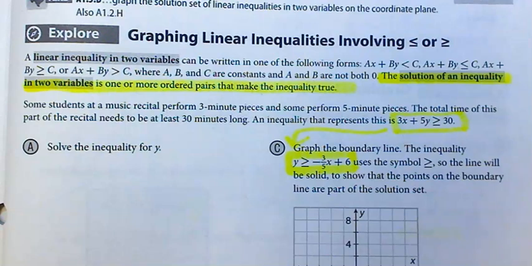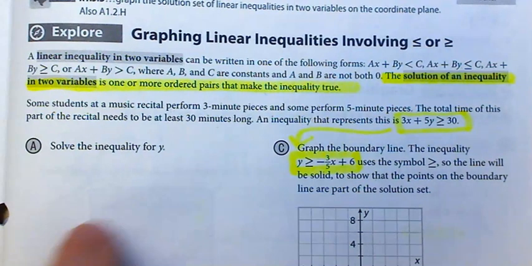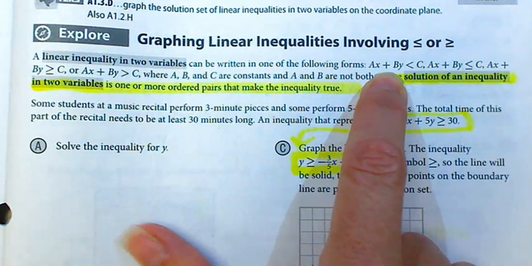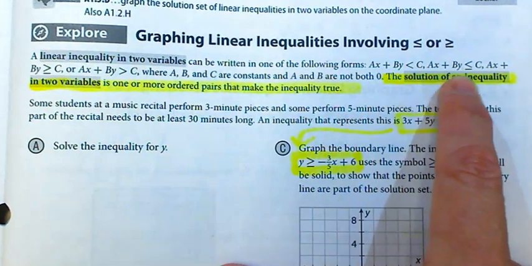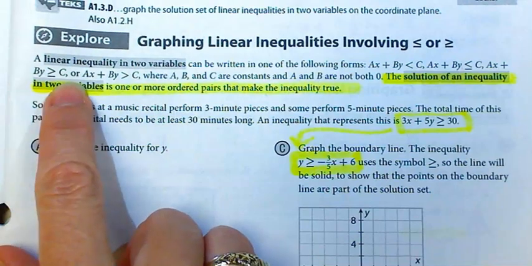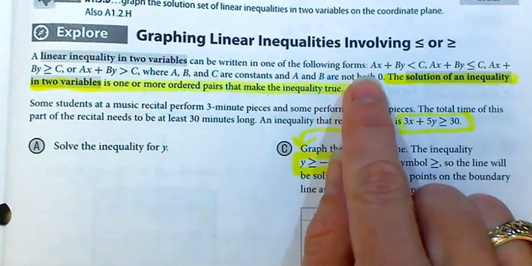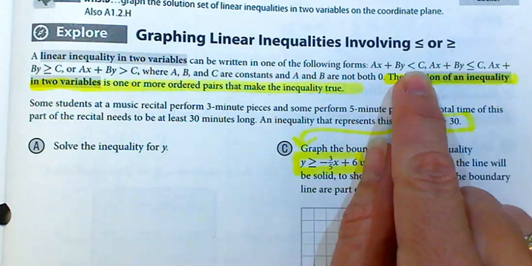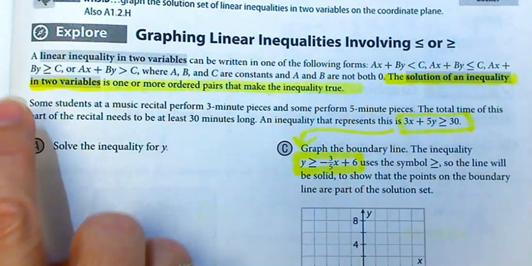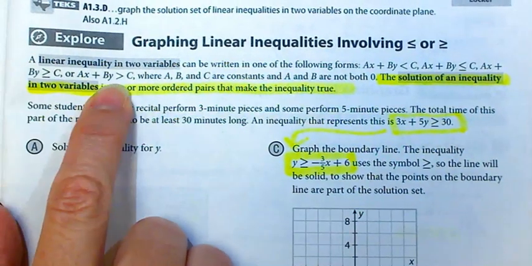Okay? A linear inequality in two variables can be written in one of the following forms. This is basically standard form, the way they've written it. But you can have ax plus by is less than c, less than or equal to c, greater than or equal to c, greater than c.